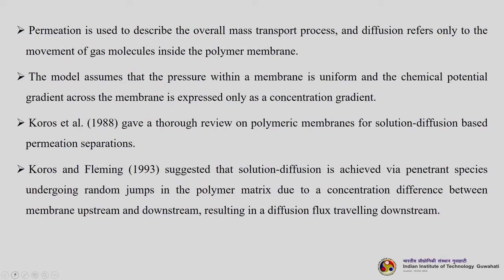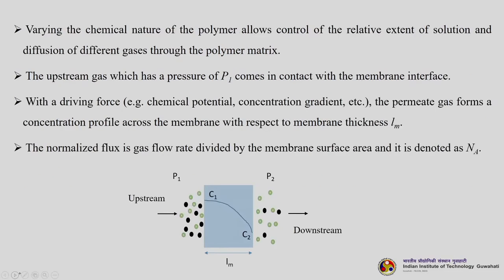The model assumes that pressure within a membrane is uniform, and the chemical potential gradient across the membrane is expressed only as a concentration gradient. In 1988, Koros gave a thorough review on polymeric membranes for solution diffusion based permeation separations. Anybody interested may refer to this. Koros and Fleming again in 1993 suggested that solution diffusion is achieved via penetrant species undergoing random jumps in the polymer matrix due to a concentration difference between membrane upstream and downstream, resulting in a diffusion flux travelling downstream. So, varying the chemical nature of the polymer allows control of the relative extent of solution and diffusion of different gases through the polymer matrix.